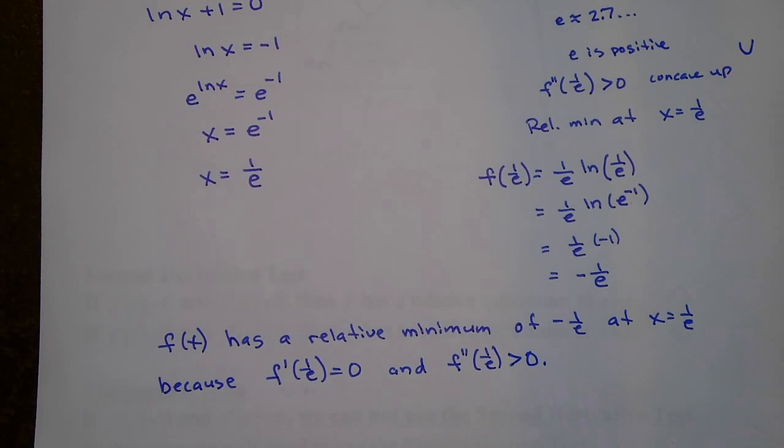So you have to put the value that you find, and you have to show that when you put that value into the first derivative, it gives you 0. And when you put it into the second derivative, it's either going to be positive or negative, so greater than 0 or less than 0.